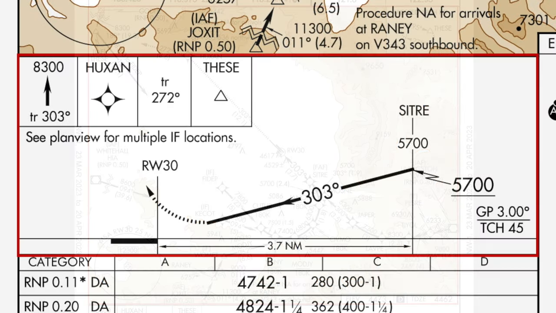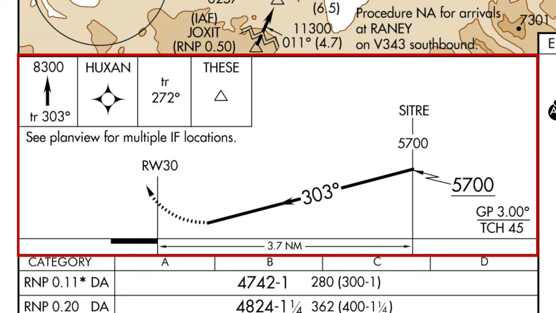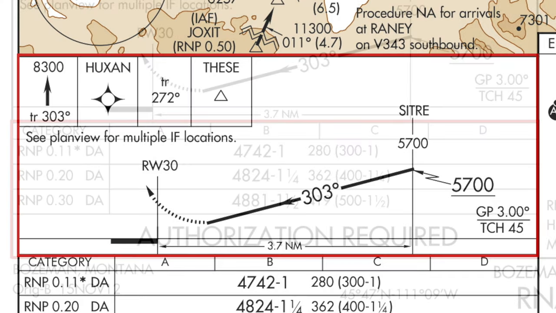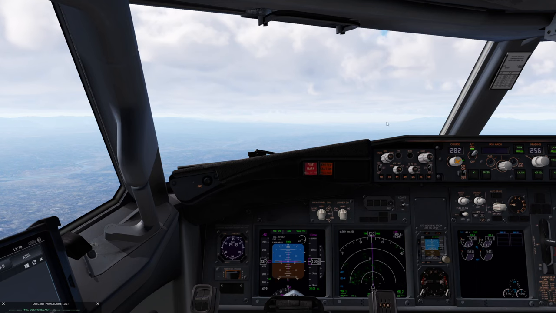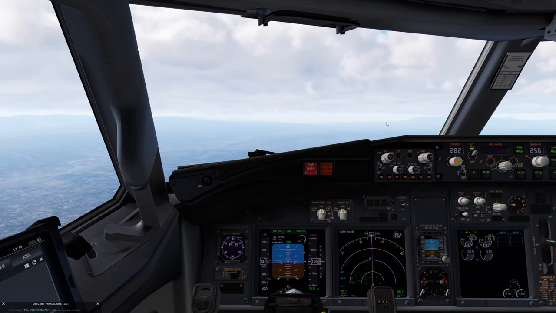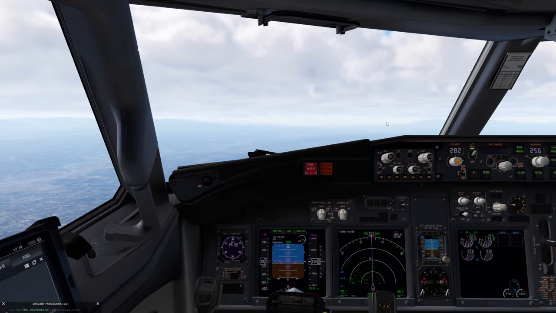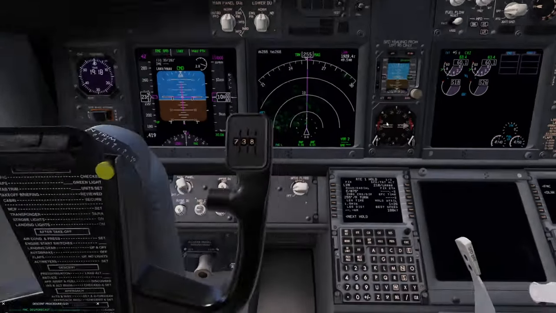Next, we have our profile view, which shows us what the approach will look like from the side, or profile view, hence the name. Before we leave the chart, let's grab the last little section, which is our minima section. In here, we have our minimums. In this case, we'll grab the RNP 0.11 minimums of 471 feet barometric and one statute mile of visibility. Now, let's jump back into the aircraft. As we head our way to the Livingston VOR, let's first look at the navigational display, or ND.